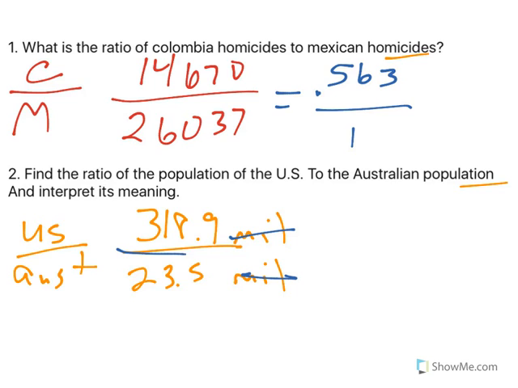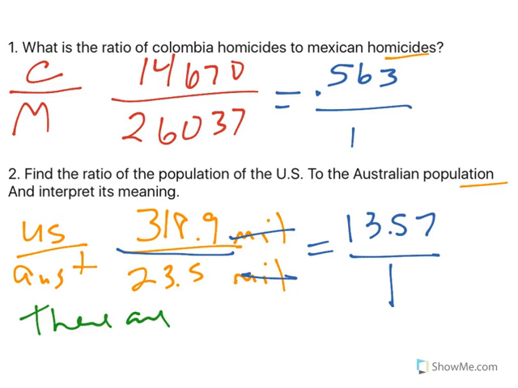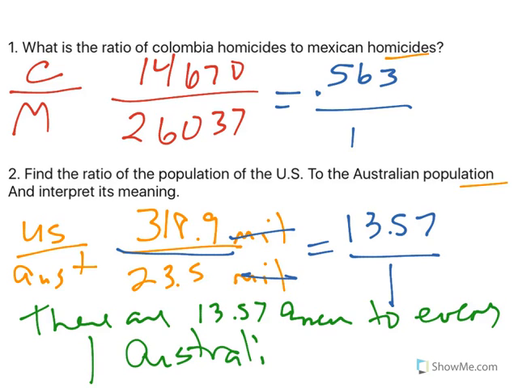So again, if I use this fraction bar as a divisor, and I divide 318.9 divided by 23.5, I get 13.57 over 1. Now, the numerator deals with Americans. So for a meaningful sentence or an interpretation, there are 13.57 Americans to every 1 Australian. And that would be a way to interpret, right? So if you see 1 Australian on the street, you're going to see approximately 13.57 Americans, right? If we're talking about just the populations of the world.